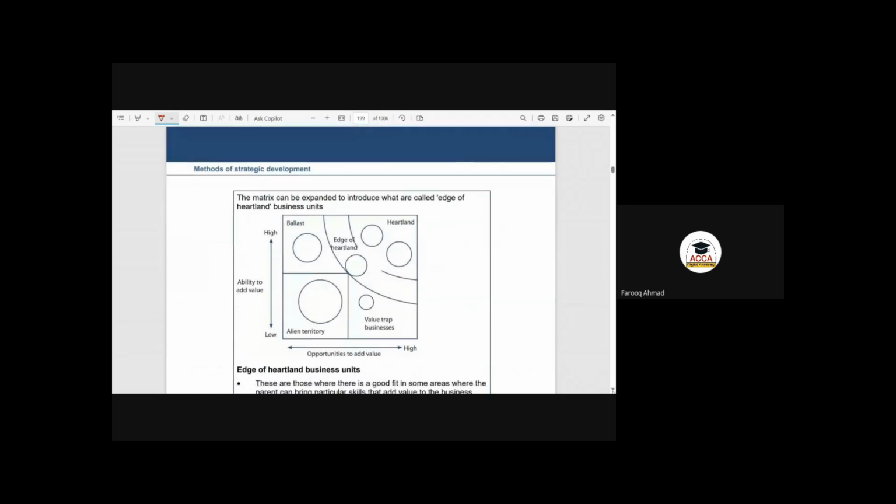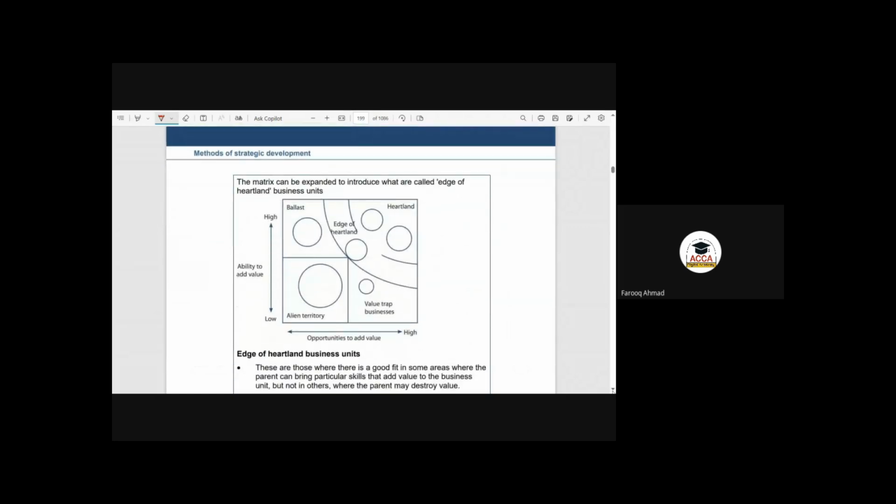Method of strategic development. This matrix introduced what are called edge and heartland business units. This strategy we will discuss in detail in our revision sessions, students.